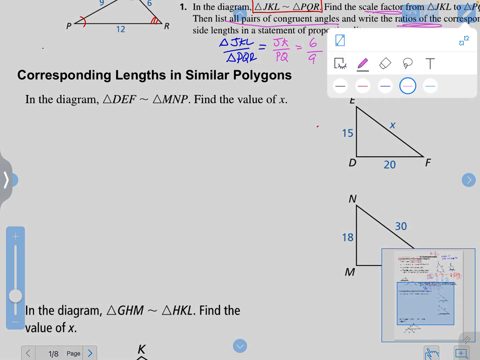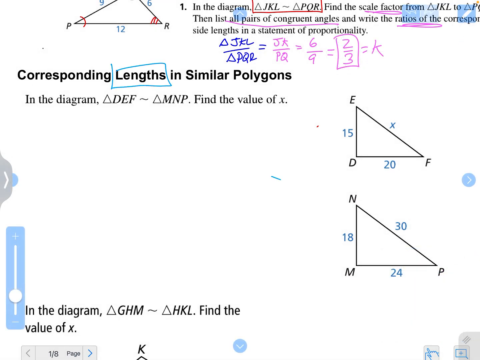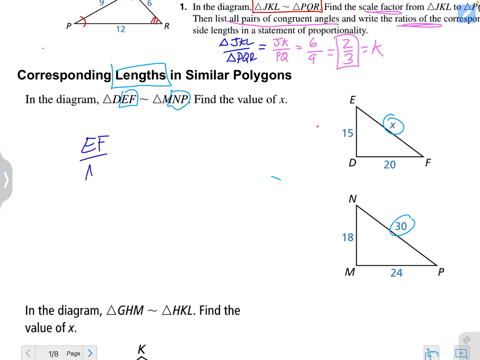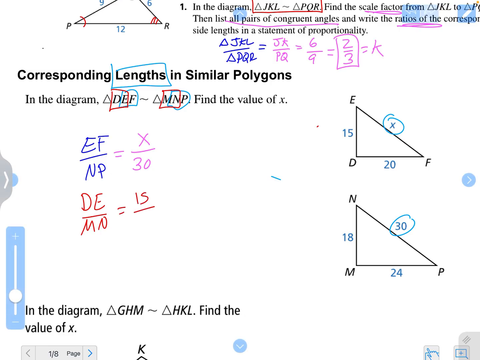So how do we find the lengths in similar polygons? If we notice here, we're missing EF, and EF should be proportional to NP. So I'm going to put EF over NP, and then I'm going to write down my ratio of the corresponding side length. Now I'm going to pick any other two, so I'm going to pick DE and MN. DE is 15 and MN is 18.